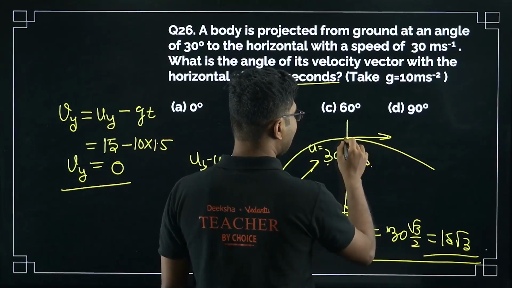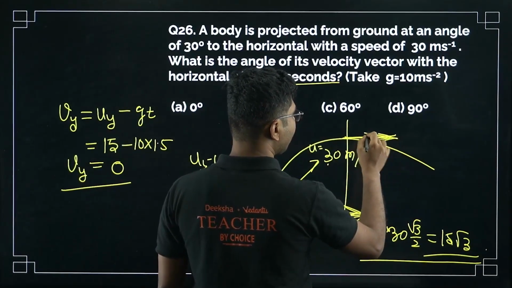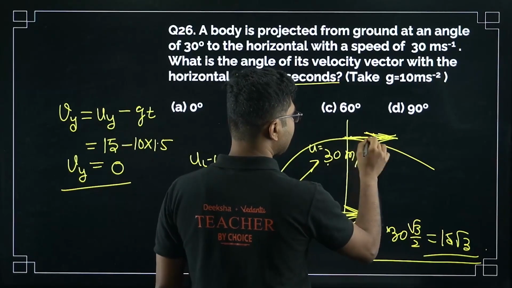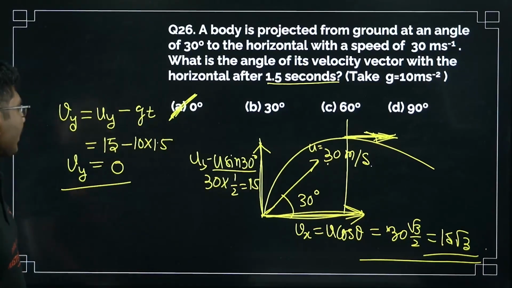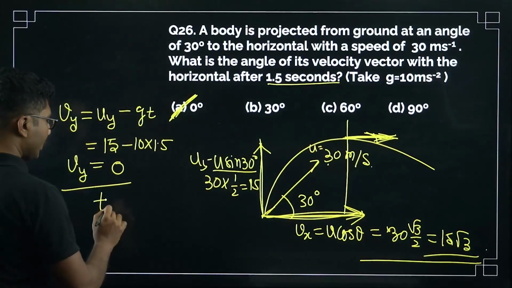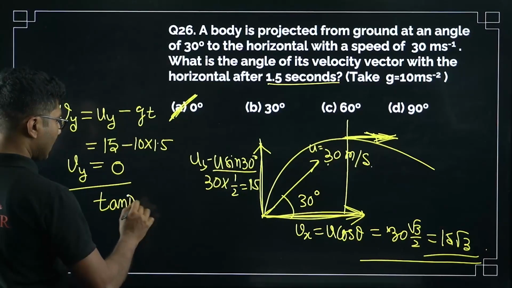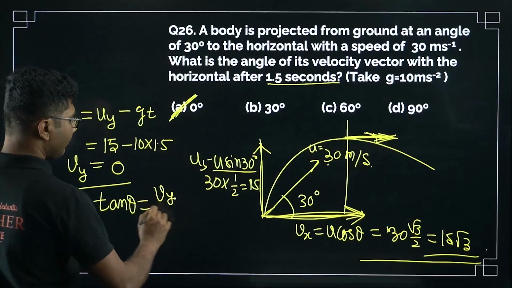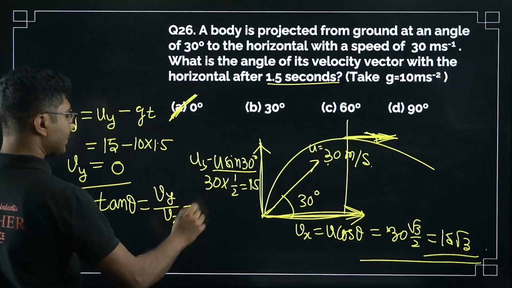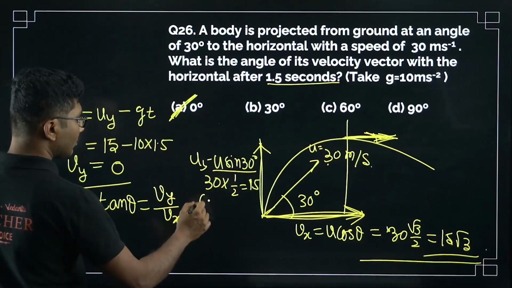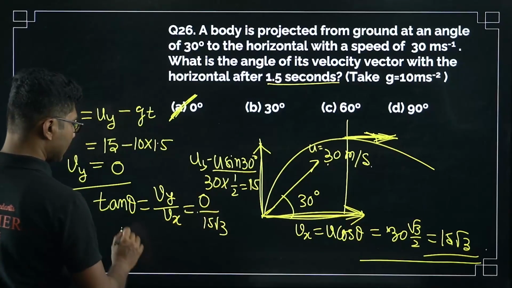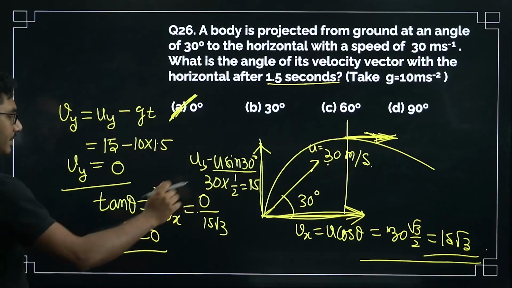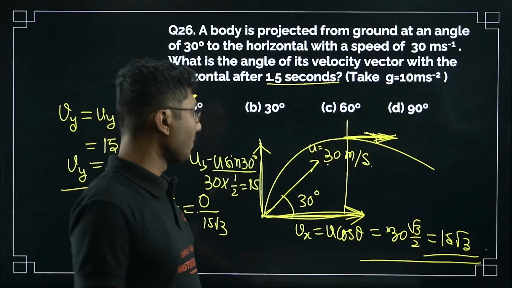So what is the angle now? Angle along horizontal will be 0. Angle with the horizontal itself will be 0. So correct answer is 0. Otherwise what would we have done? We could have used tan theta equals Vy by Vx. Okay, you can use this formula as well. Vy is 0, so 0 by 15 root 3, or theta is equal to 0. So if tan theta is 0, that means theta is 0.